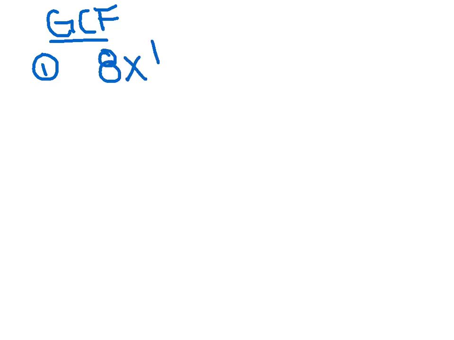Okay, as we warm up with identifying and factoring out our GCF, let's take a look at this problem: 8x to the 4th power minus 12x to the 3rd power. We're just asking ourselves, both of these terms are divisible by what? I would say they're both divisible by 4x cubed.